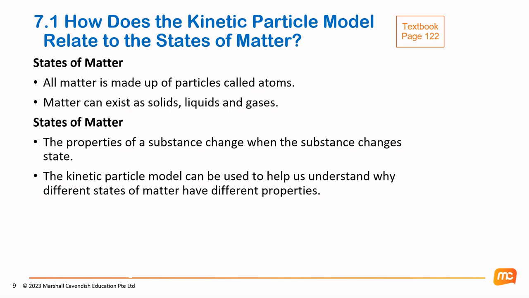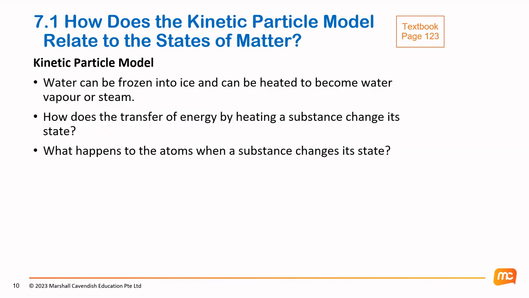So we're going to use this kinetic particle model to understand why our different states of matter have such different properties. But first, we have to understand this kinetic particle model. So here are some observations. We know that water can be frozen to form ice and can be heated to become water vapor or steam. How does this transfer of energy change the state? Either by taking energy out of it to freeze it or by heating it to evaporate or boil it.